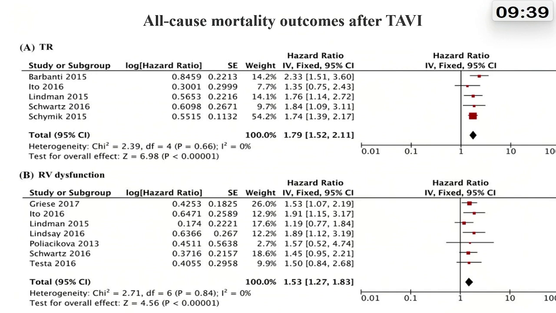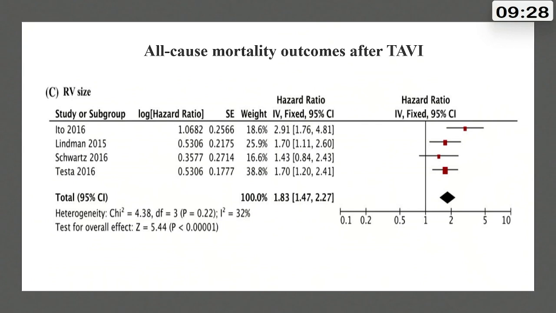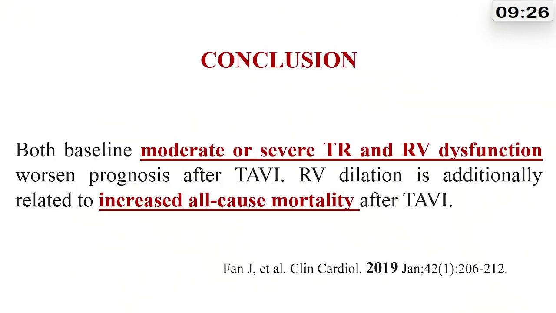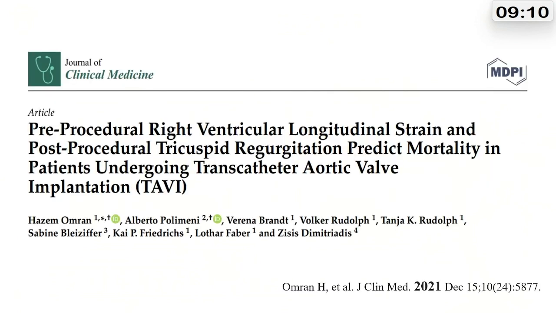As we see, all-cause mortality after TAVI was significantly higher in patients with tricuspid regurgitation, RV dysfunction, and RV dilatation. The conclusion of this meta-analysis was that both baseline moderate or severe tricuspid regurgitation and RV dysfunction worsen the prognosis after TAVI. RV dilatation is additionally related to increased all-cause mortality after TAVI.